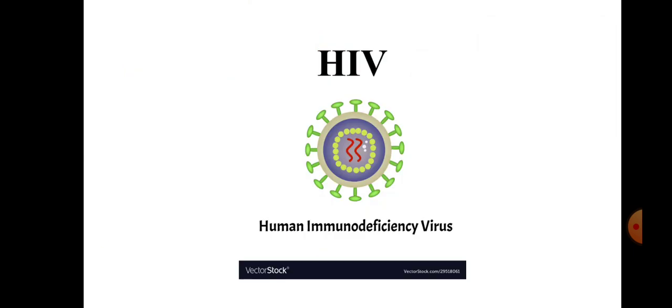HIV attacks the white blood corpuscles of blood and reduces the immunity power of the person. Such a person is prone to various diseases as the natural defense mechanism of the person is destroyed by the AIDS virus. The patient dies from other infections or diseases.